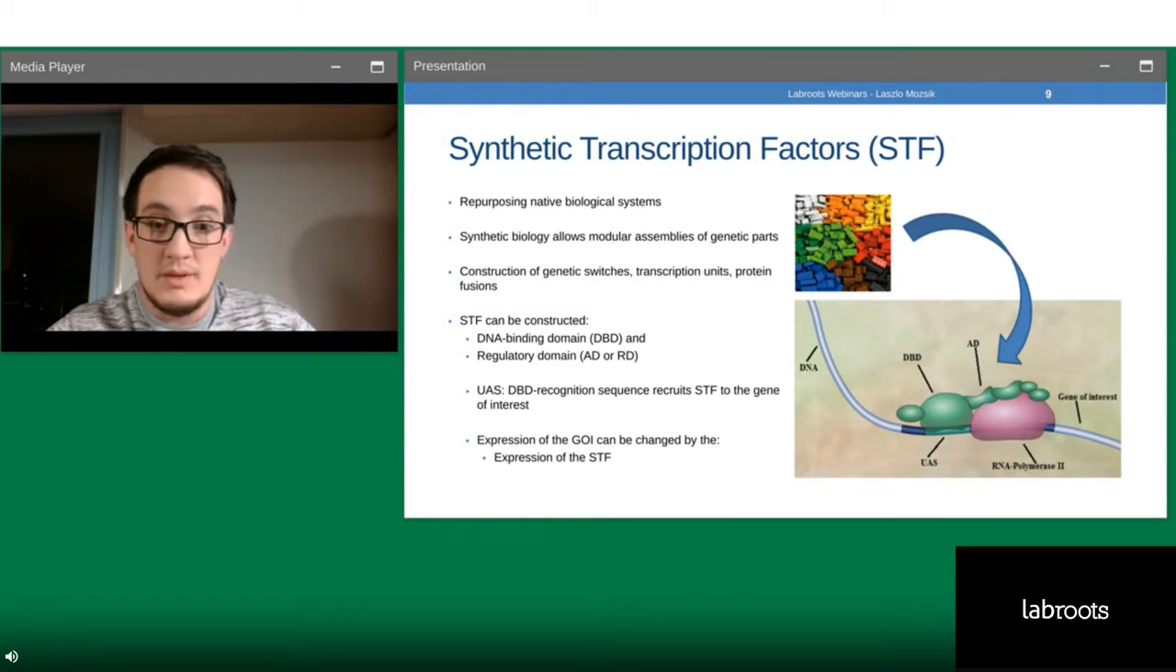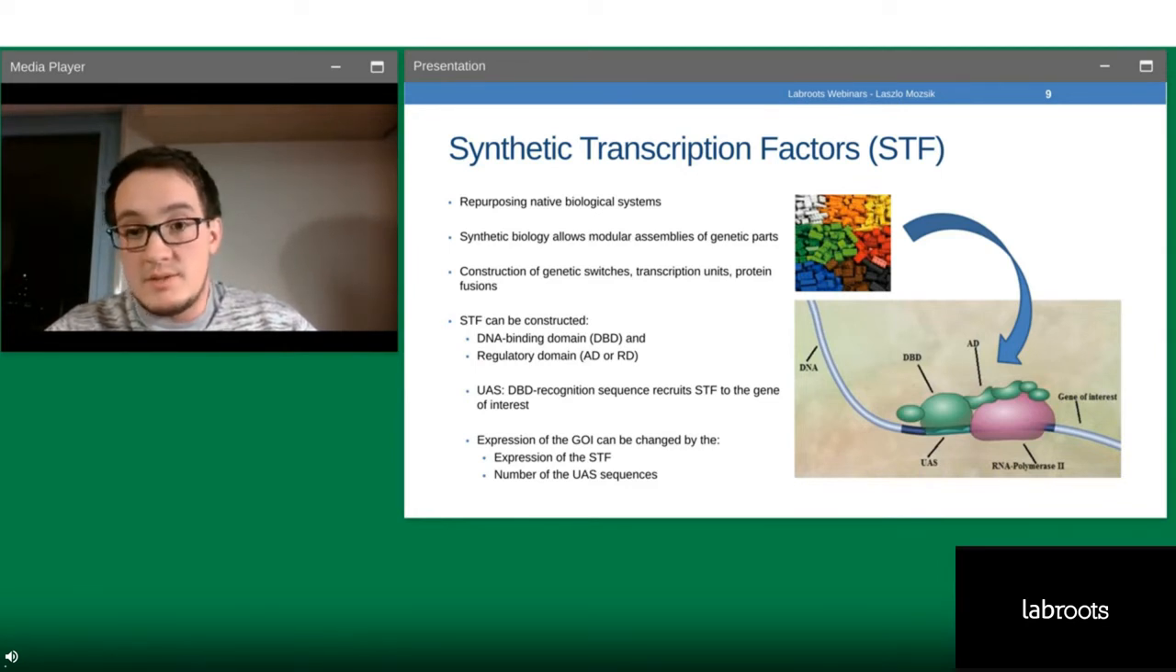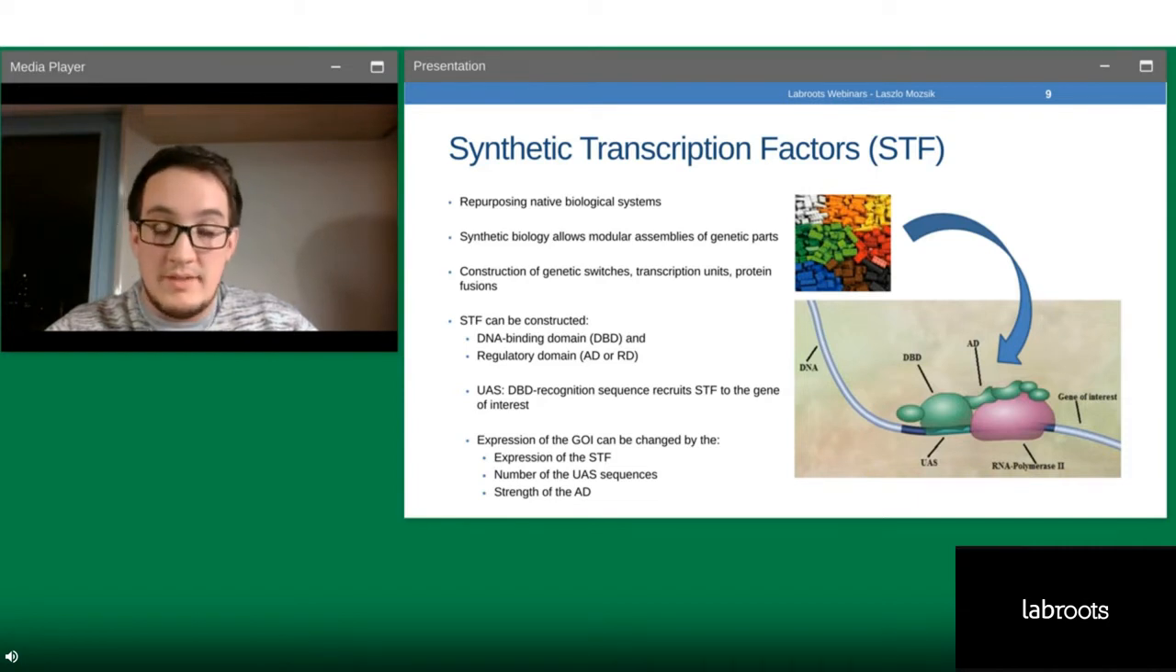And this could be tuned by expressing different amounts of synthetic transcription factors, or we can modulate the number of upstream activating sequences where these synthetic transcription factors can bind in front of the promoter of the gene of interest, or we could modulate the regulator domain. For example, the strength of the activation domain can also have an effect on the transcription of the gene of interest.